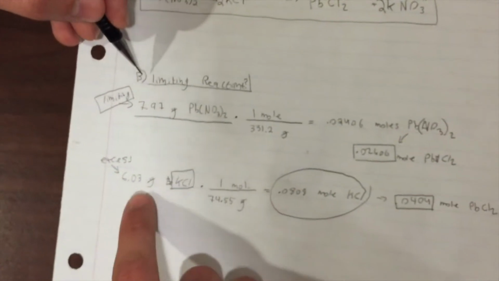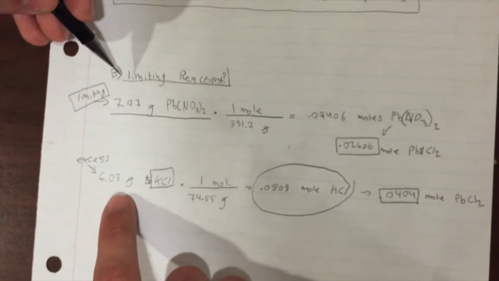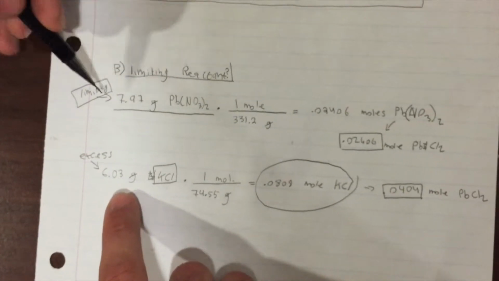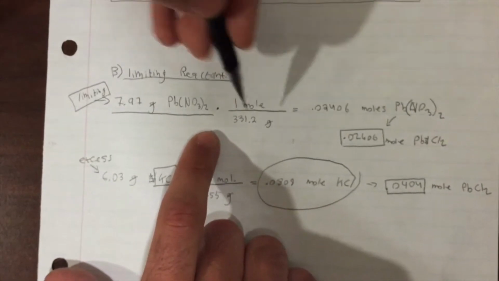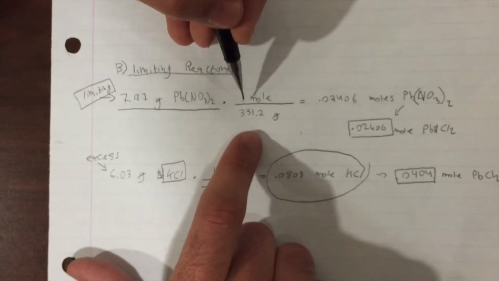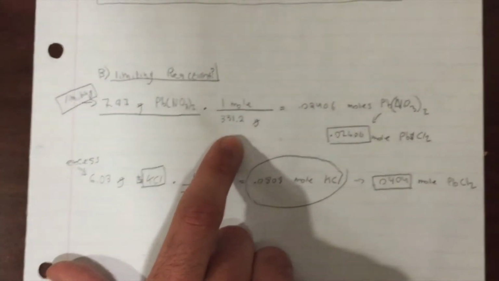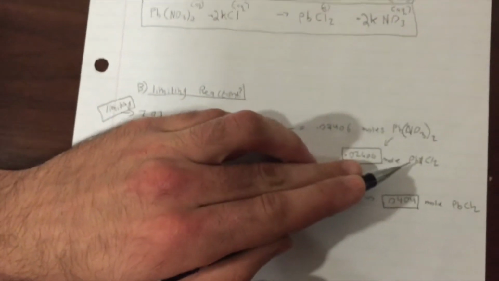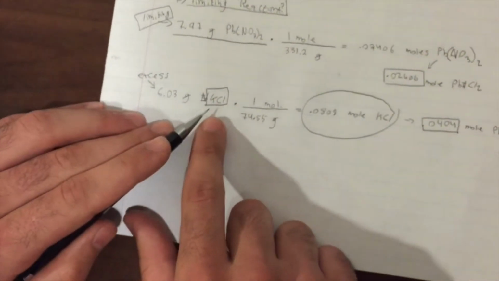Moving on to part B, what is the limiting reactant? Well, in order to find the limiting reactant, we have to see which reactant will yield the least amount of product. So the question says there's 7.97 grams of PbNO3, right? According to stoichiometry, multiplied by the molar mass, you get 0.02406 moles of PbNO3, and that many moles, according to this ratio, yields 0.02406 moles of PbCl2.